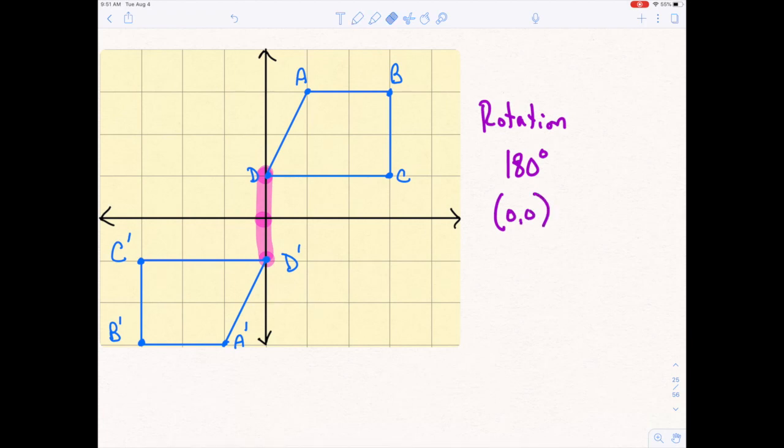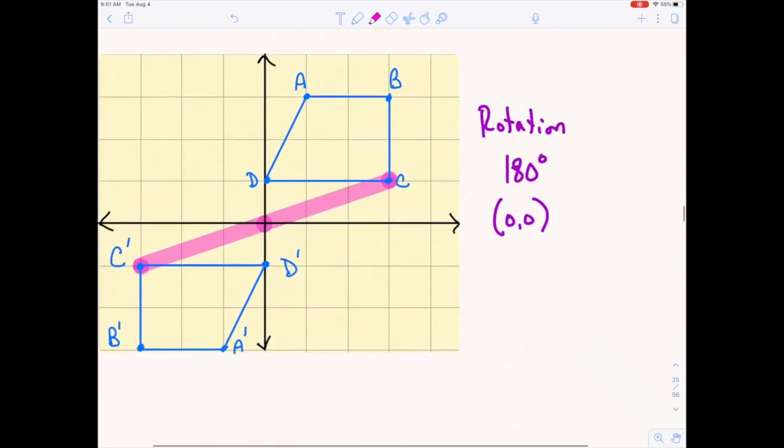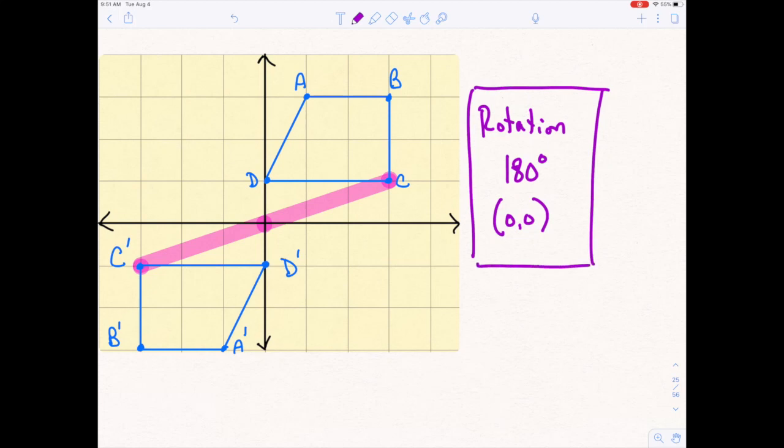And that would have worked if we picked different points, not just D and D prime, but let's pick C and C prime, for example, connect them together, look at the halfway point, and once again, the origin is the halfway point. So rotation, 180 degrees. If you wrote clockwise, you wouldn't be wrong. If you wrote counterclockwise, you wouldn't be wrong. You just don't need to write either one. And around the origin for sure.